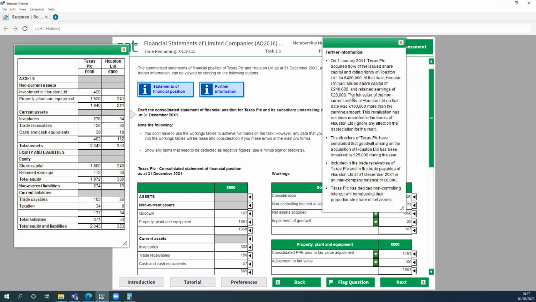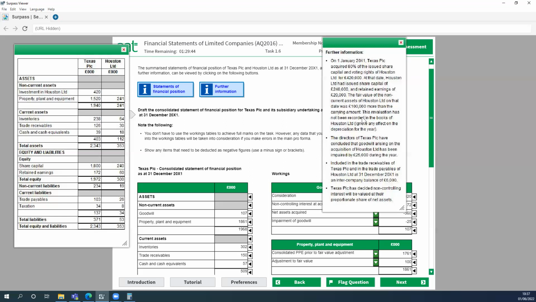Okay, so this is at acquisition. The fair value of the non-current assets of Houston on that date were 100,000 more than the carrying amount. The revaluation has not been recorded in the books of Houston, so ignore the effect of depreciation. So we know we're going to need to add 100,000 to the property, plant and equipment, so debit property, plant and equipment, and then we're going to credit the other comprehensive income of 100,000.